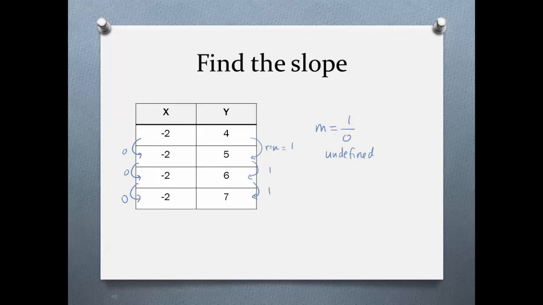It's undefined. And if you think about where those points are, these are all x values of negative 2, but y values up at 4, 5, 6, 7, these points are all on a vertical line. So a slope of a vertical line is undefined. That's a quick review of how to find slope from a table.